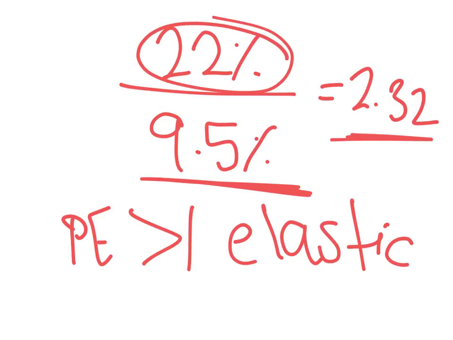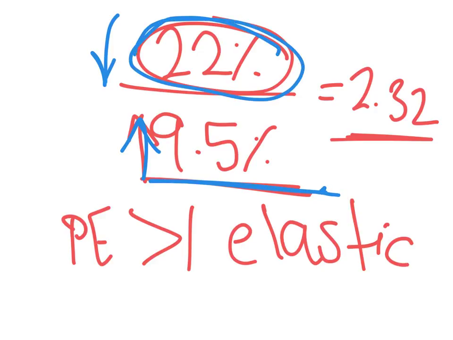As we can see, the price has increased, right? So when the price increases, the quantity will decrease, right? So when the price increased by 9.5%, the quantity demanded will decrease by 22%. Okay?